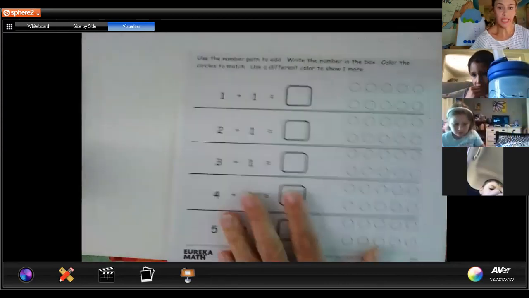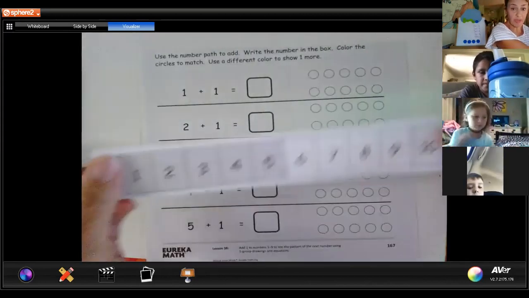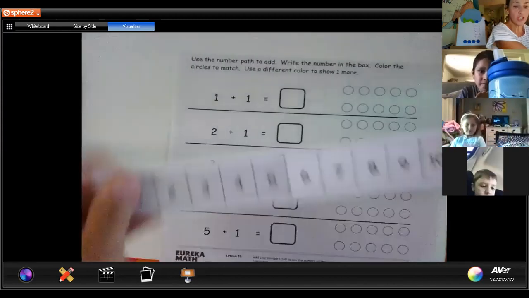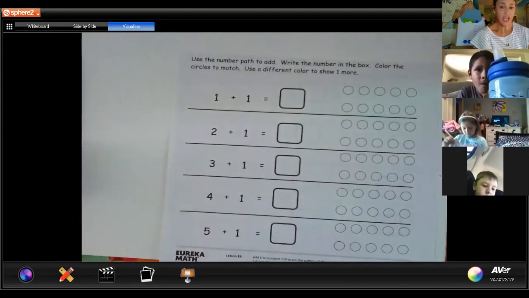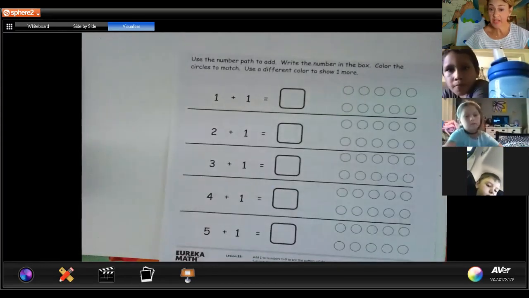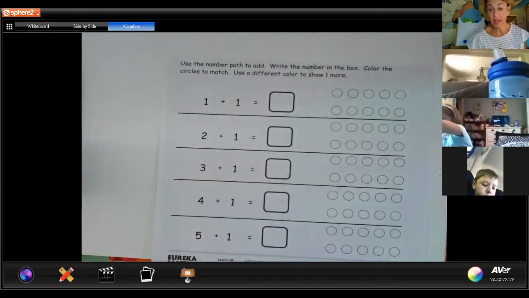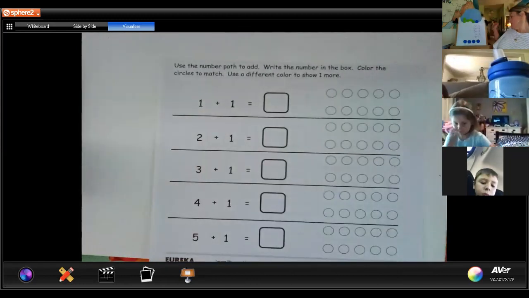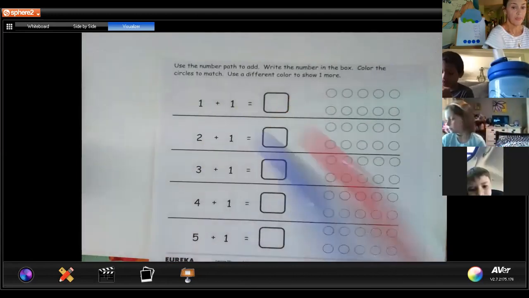Okay, now, if you want and you have your workbook at home, you have a number path in your workbook on page 167. If you want to take your number path out and cut it out, you can use a goldfish and he can be swimming in the ocean. Anything you want. You can use a Cheez-It and pretend it's mouse food. Anything you want.